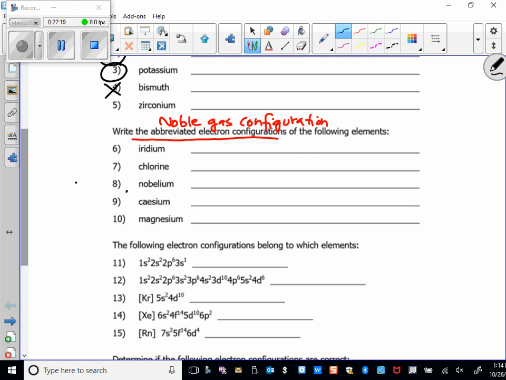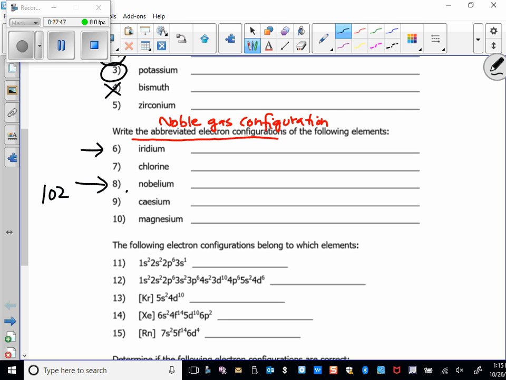All right. Let's write the electron configuration of nobelium. Where is nobelium? What is its atomic number? It is 102. Let's do the electron configuration of nobelium. Oh wait, let's actually try iridium first. I'll do nobelium with you.